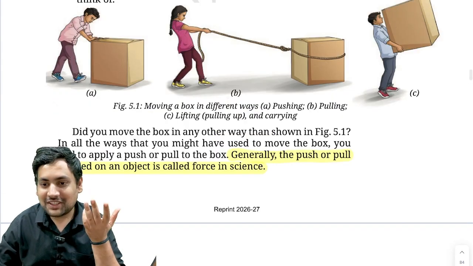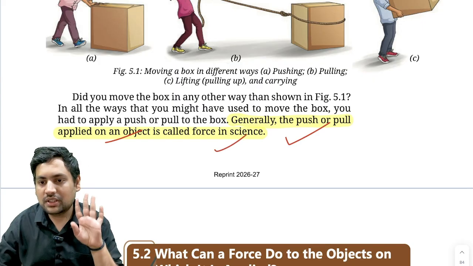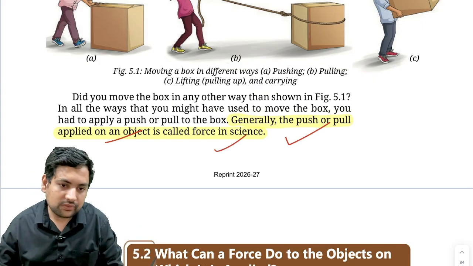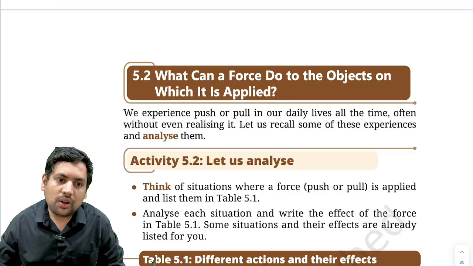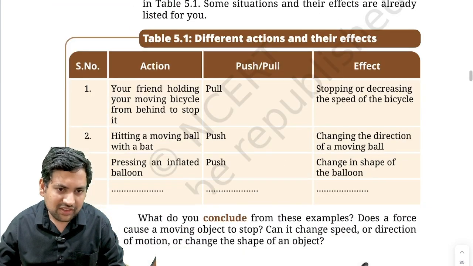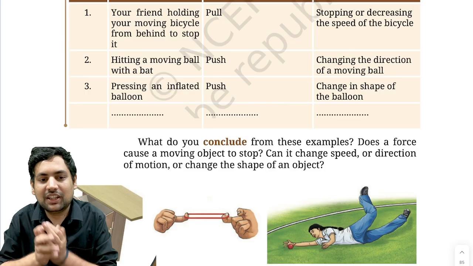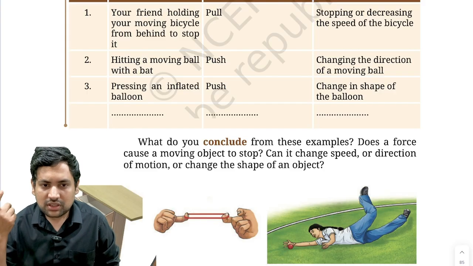Now, what is a force? See, generally, a push or a pull applied on an object is called force in science. A push or a pull. Correct? Now, what can a force do to the objects on which it is applied? This you already know. If you are catching something or pulling a rubber band, all these are different kinds of forces.